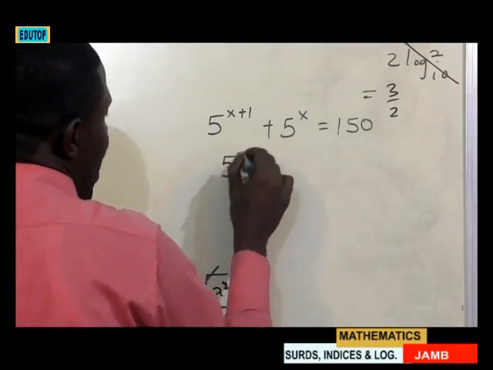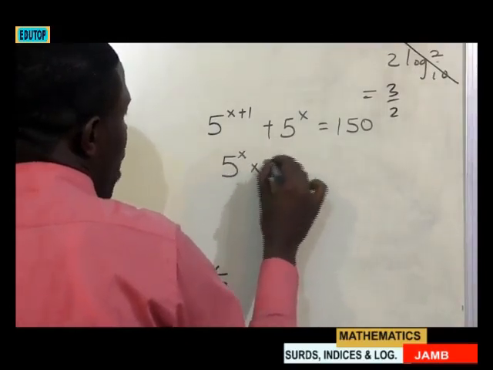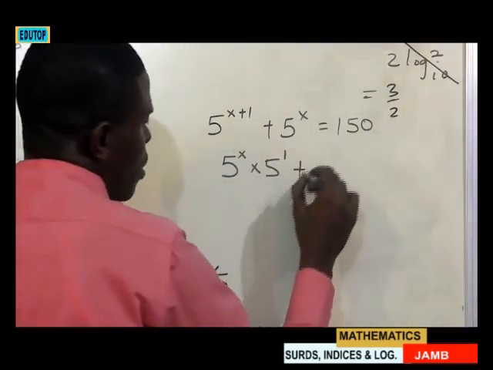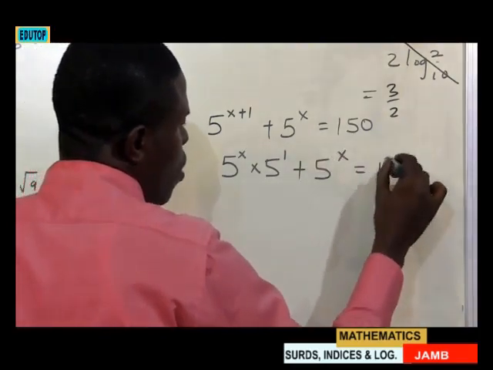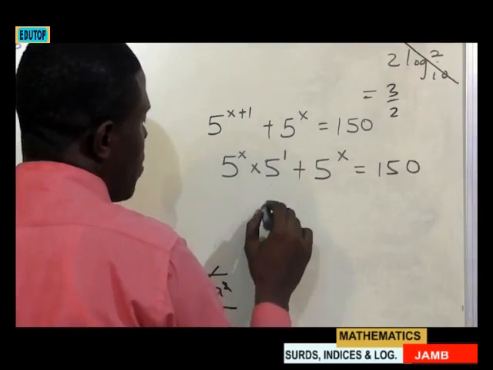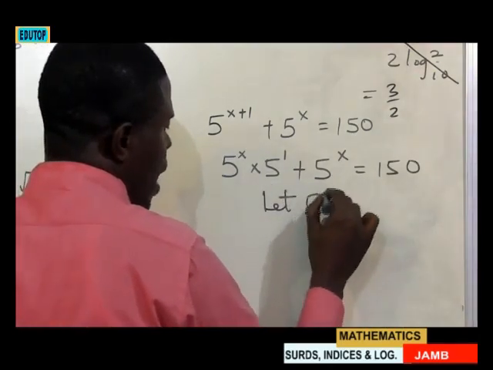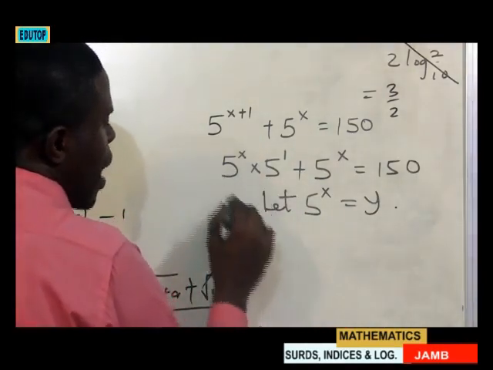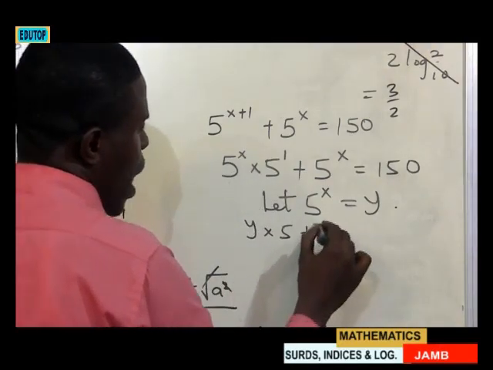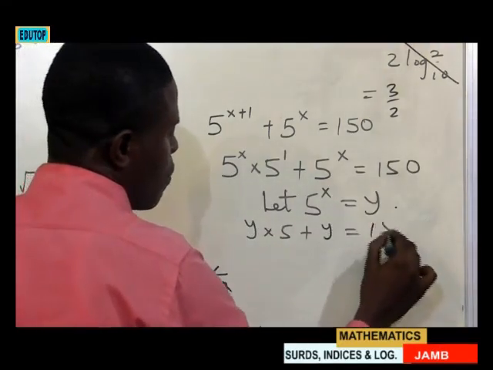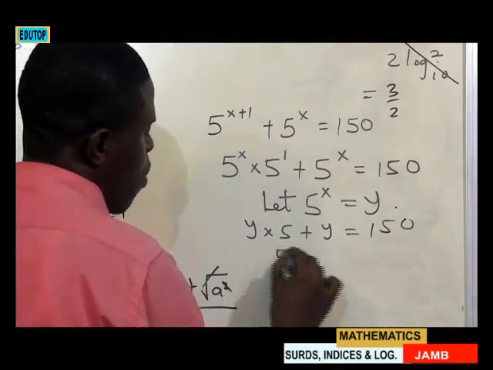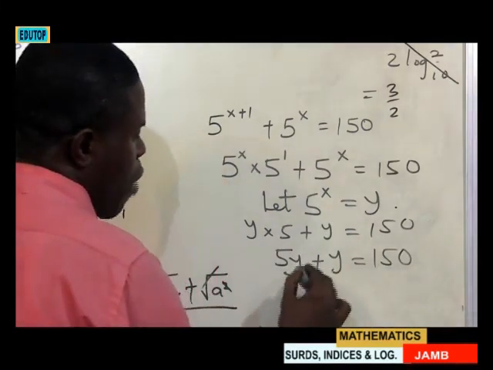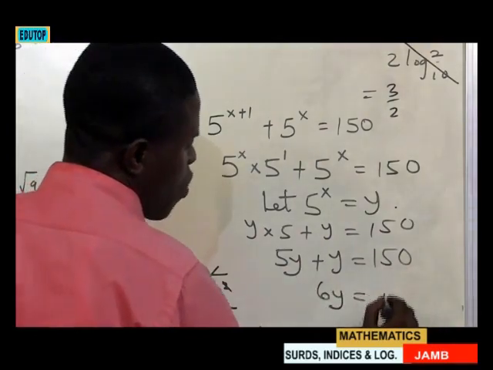Then this one will be 5 raised to power x times 5 raised to power 1. That's the only condition that you can have this by law of what? Indices. Plus 5 raised to power x equals to 150. Then this one can now be, let 5 raised to power x be equals to y, for example. Then I will have 5 times y, so this one will be y times 5 plus y equals to 150. So I have 5y plus y equals to 150. So 5y plus y, that's going to be 6y equals to 150.